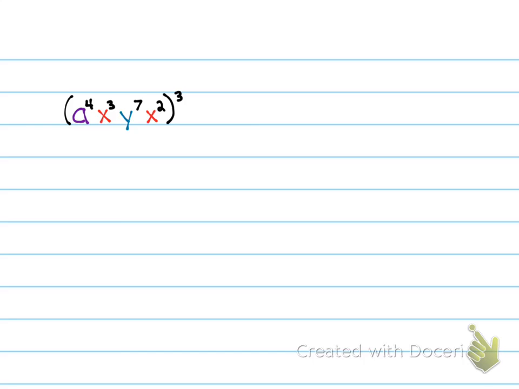Okay, here's something just a little bit bigger. We're going to have to collect some terms together when we're done here, but let's go ahead and distribute this power to each term in the parentheses. So I've got a to the 4 times 3, which is 12, x to the 3 times 3, y to the 7 times 3, and x to the 2 times 3. So I just went ahead and did all my power rules right there. So I've got a to the 12th, x to the 9th, y to the 21st, and x to the 6th.